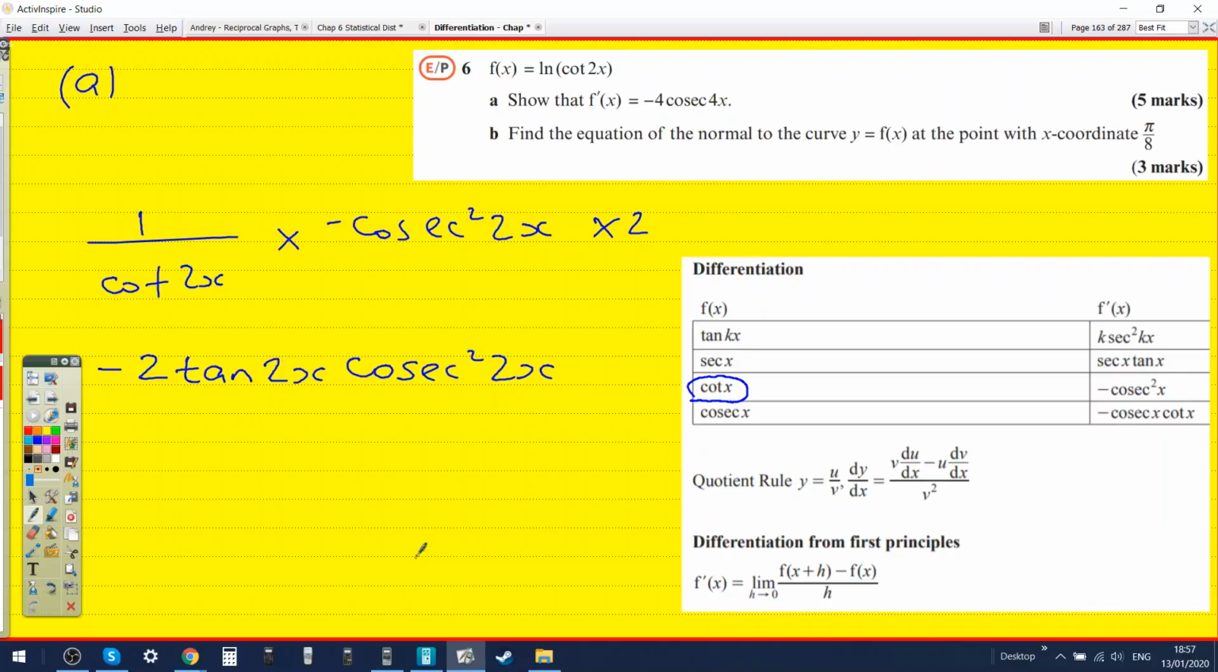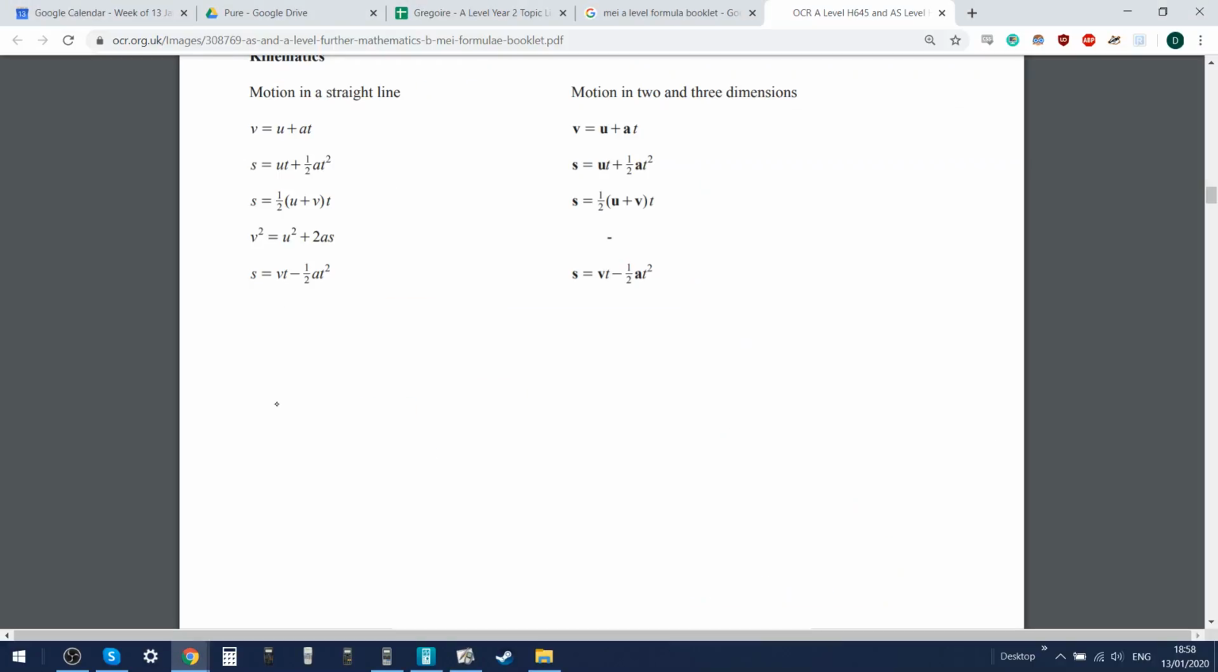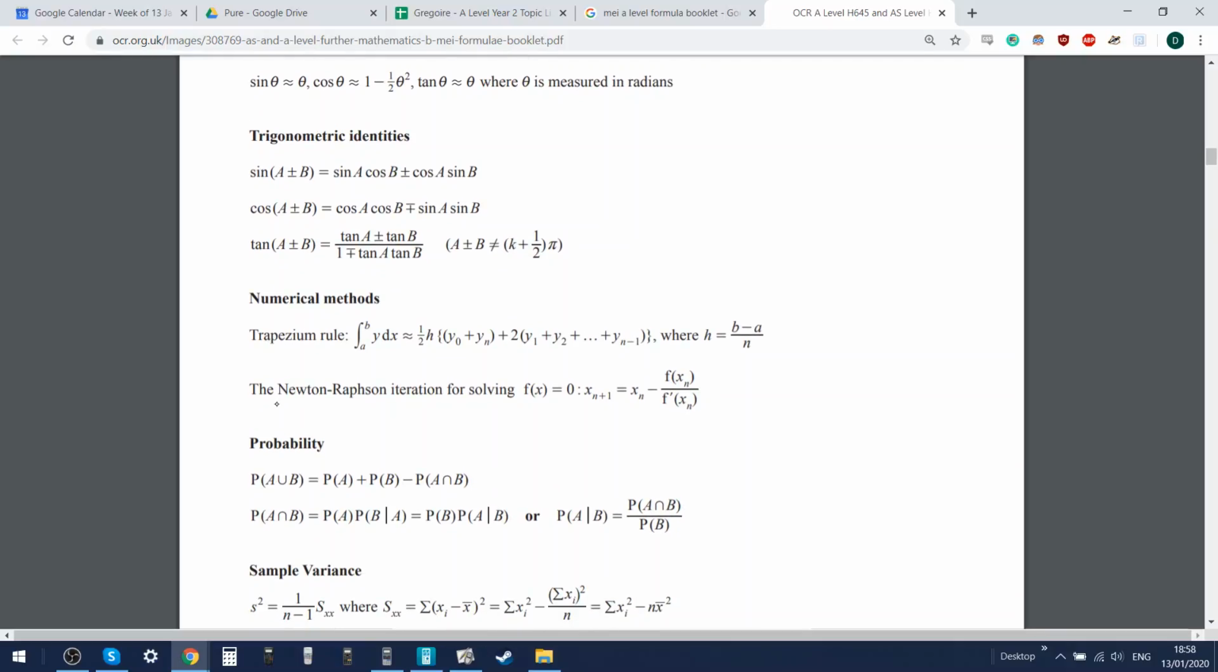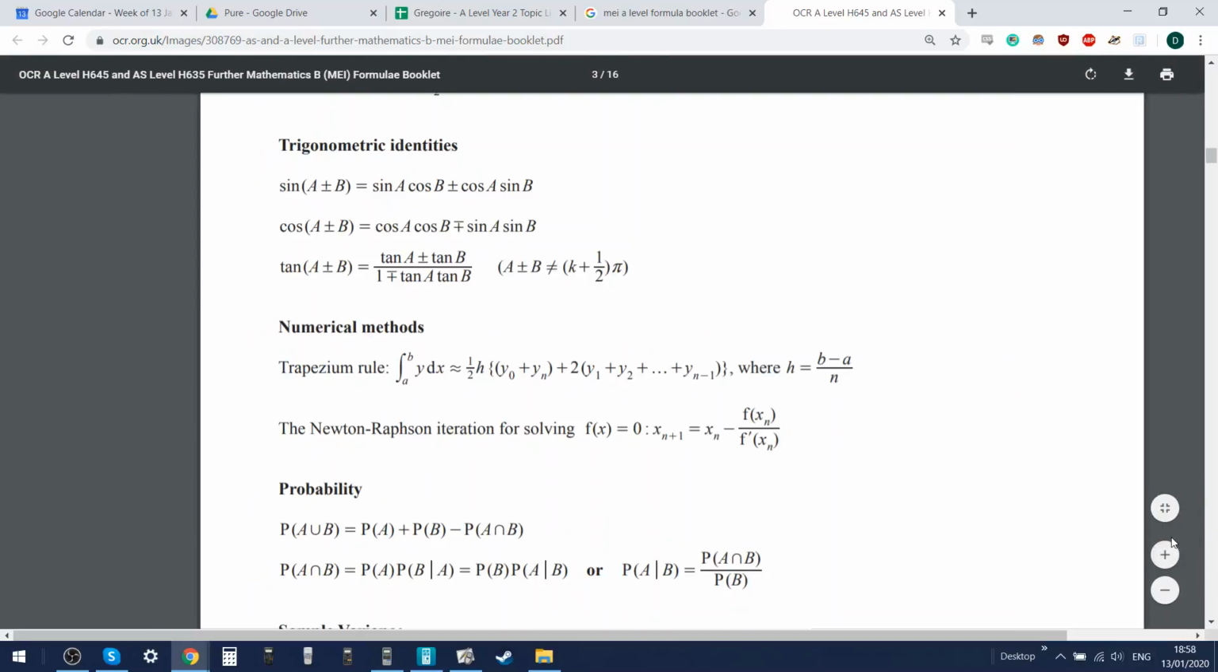Any idea what you do next? So we found a chain rule, and we want to get it into 4 cosec 4x. Do we? I know, I'm not sure. Tan 2x. We go to our formula thing. Tan 2x is the same as tan x plus x. I don't get that. So let me just manage this.